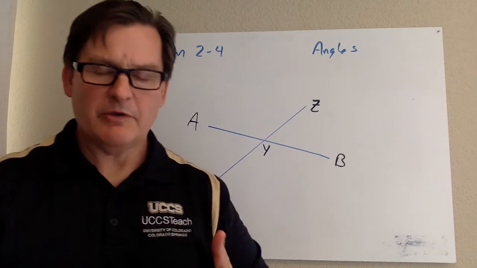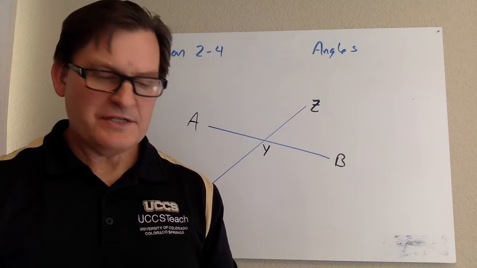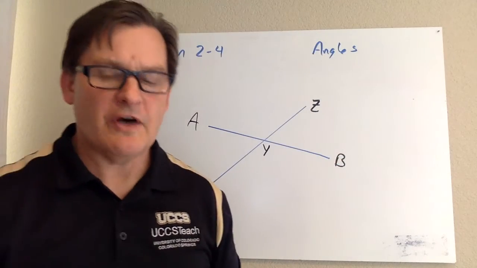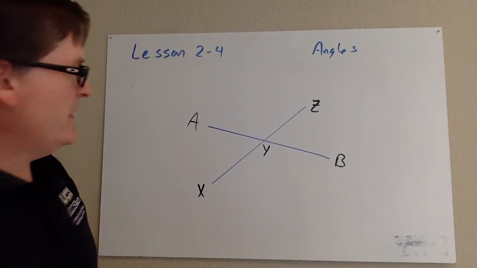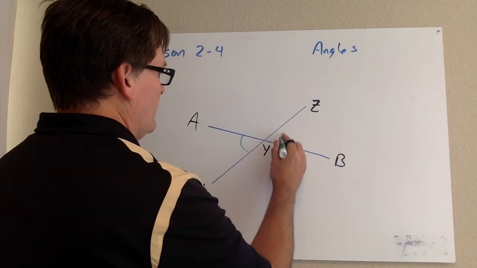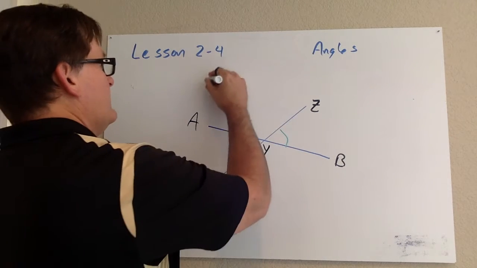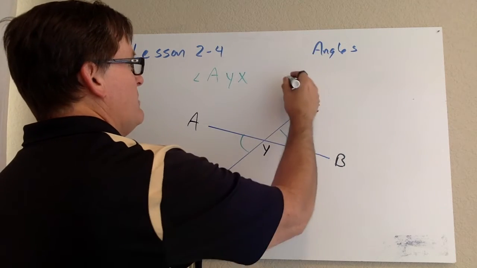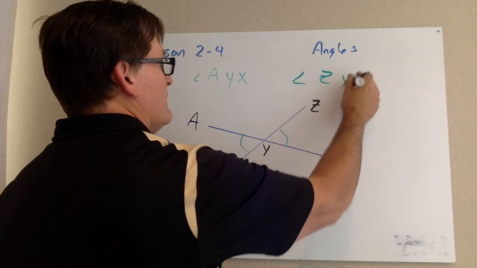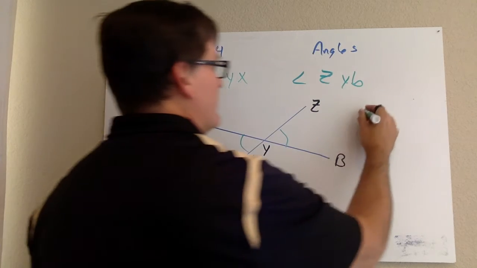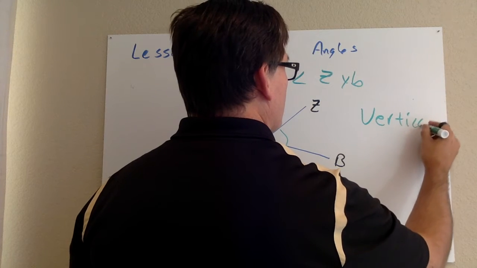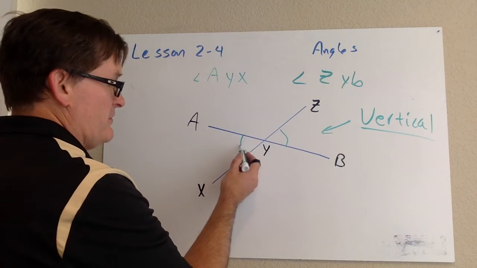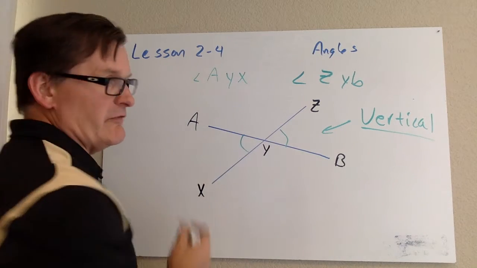But I wanted to show you a couple more angle relationships. We've talked about supplementary and complementary angles. Here are two more that will help you solve problems down the road. The first one is vertical angles. Now if I look at angle AYX and angle ZYB, these angles are vertical, which means they're straight across from each other. They're oriented vertically from one another.